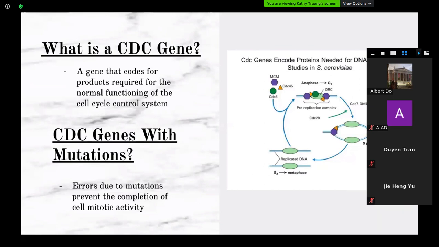So, what is a CDC gene, otherwise known as a cell division cycle gene? CDC genes are essential genes that code for products required for the normal functioning of the cell cycle control system. It's so important that when CDC genes have mutations, the completion of cell mitotic activity is arrested at a specific point. This is also the reason that these mutated CDC genes cannot be propagated normally for studies or for research.